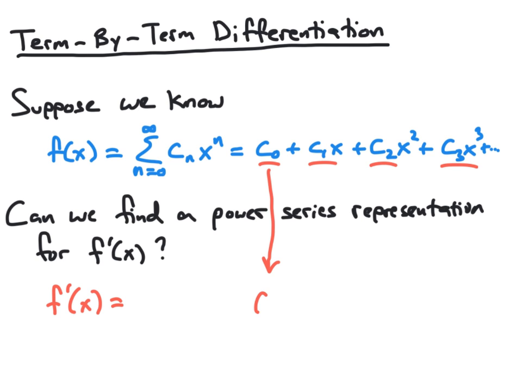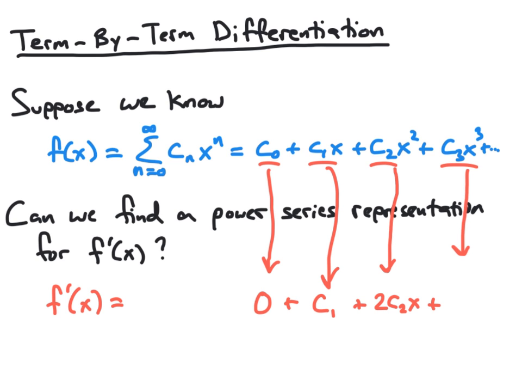And so the derivative of c0 would be 0, since c0 is just a constant. The derivative of c1x would just be c1, since this is a constant times x. The derivative of c2x squared would be 2 times c2 times x. And the last term we have written here, the derivative of c3x cubed, would be 3c3x squared. Of course, we could continue this indefinitely and differentiate as many terms of this power series as we'd want.